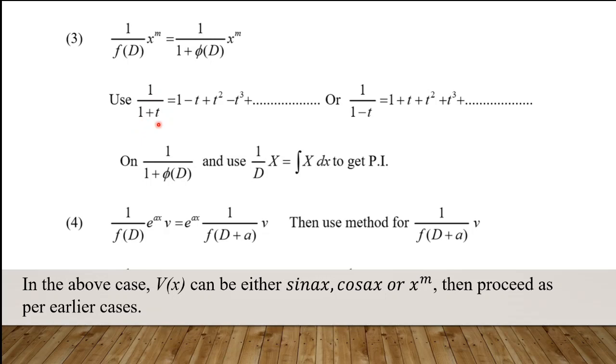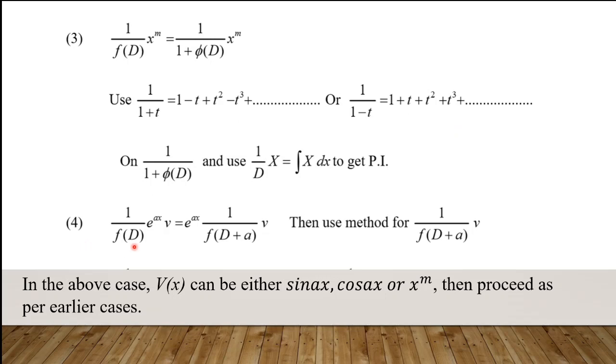1 upon 1 plus t is 1 minus t plus t square minus t cube and so on. 1 upon 1 minus t is 1 plus t plus t square plus t cube and so on. Then we have to simplify accordingly. Take this to the numerator, its power becomes minus 1. Operate accordingly, you get the answer.